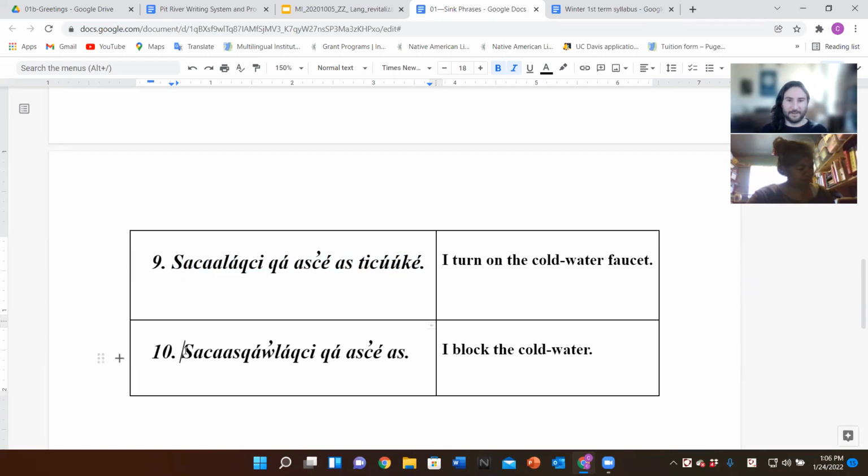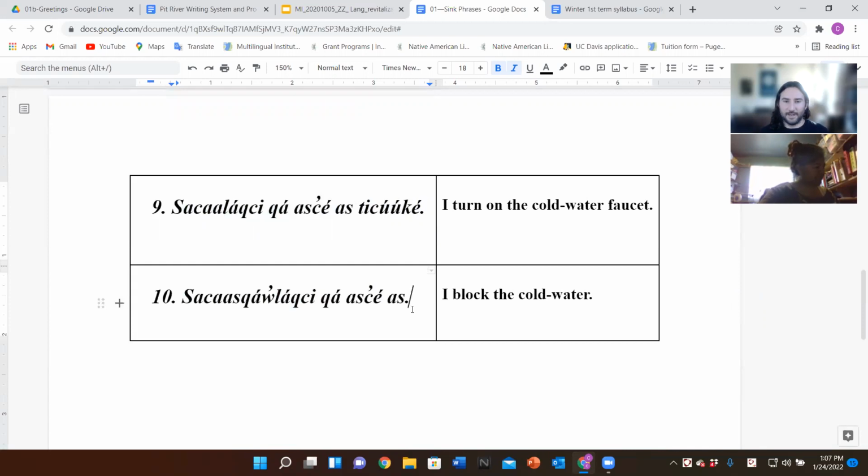All right. And so that's, I turn on the cold water faucet. And then we have Saja scout lakji ga asche as, which is I turn off the cold water. I block the cold water. Go ahead, say it again. Saja scout lakji ga asche as. Okay, yeah, pretty good.